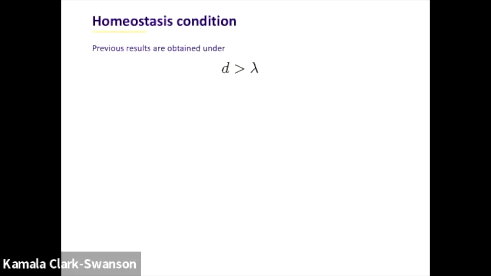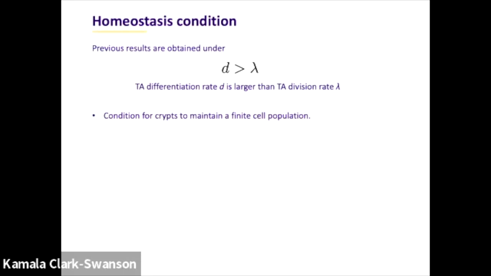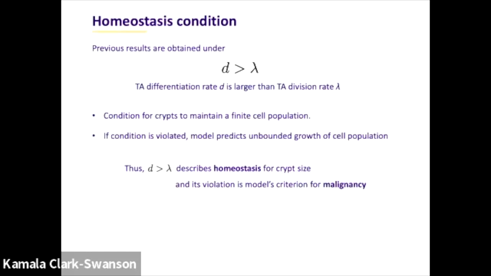The first basic result of our model is a homeostatic condition. All the previous results that actually result in a finite crypt cell population within the crypt are obtained under this condition that the TA differentiation rate D is larger than the TA division rate lambda. And this is the condition for crypts to maintain a finite cell population. If this condition is violated, our model predicts an unbounded growth of cell population, which indicates malignancy. So this is a homeostatic condition, and also it's the model prediction of when malignancy happens.